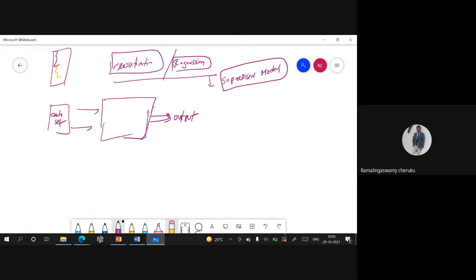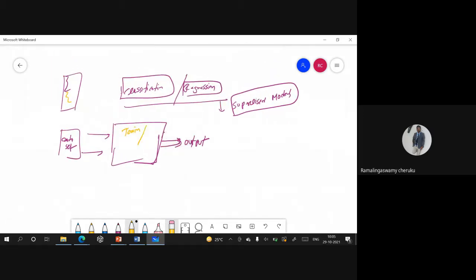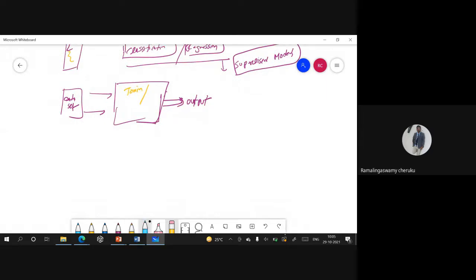During this, you are training this model. Once you get a trained model, you will acquire some knowledge. So where is this knowledge? How do you see this knowledge? This knowledge is invisible to you. You cannot interpret this knowledge.